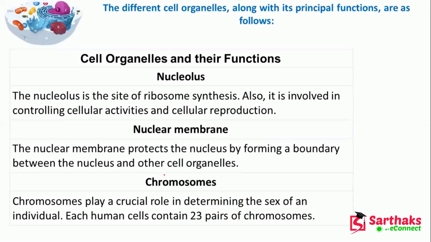Now the different cell organelles. Here there is a gist. Nucleus: the nucleus is the site of ribosome synthesis, and it is involved in controlling cellular activity and cellular reproduction. Nuclear membrane, obviously, protects the nucleus. Chromosomes play a crucial role in determining the sex of an individual. In the human cell, we contain 46 chromosomes. That means 23 pairs of chromosomes.